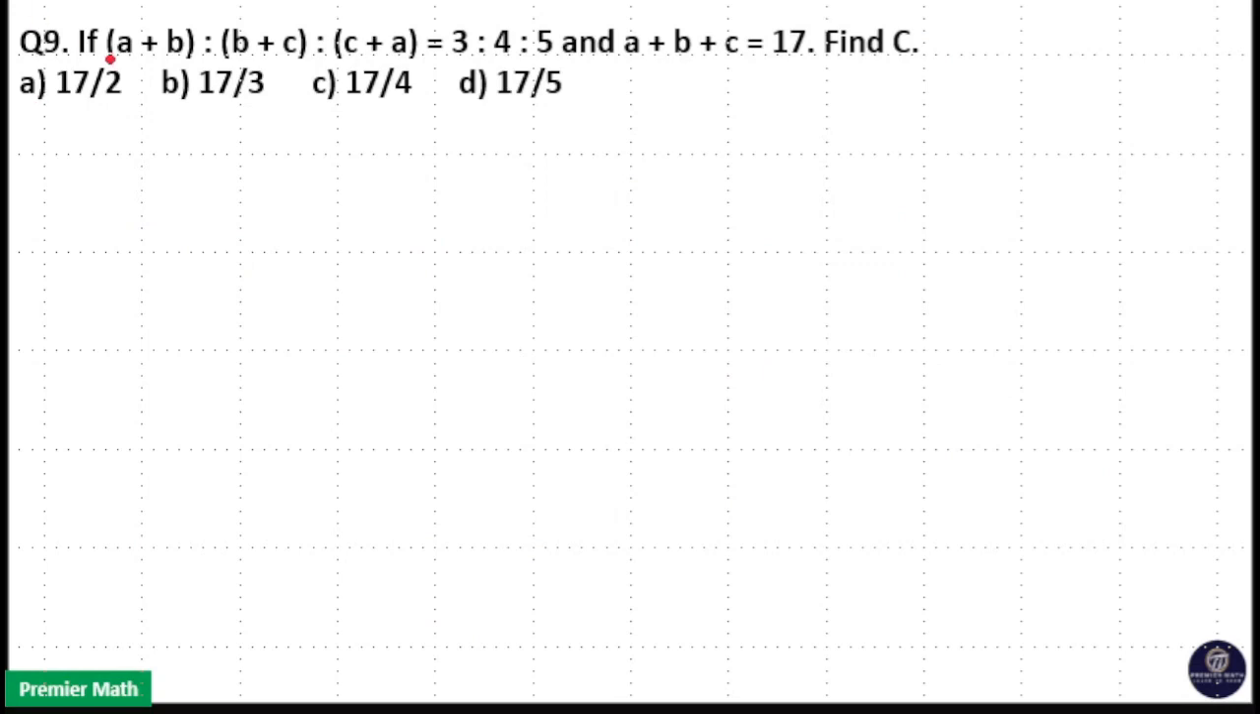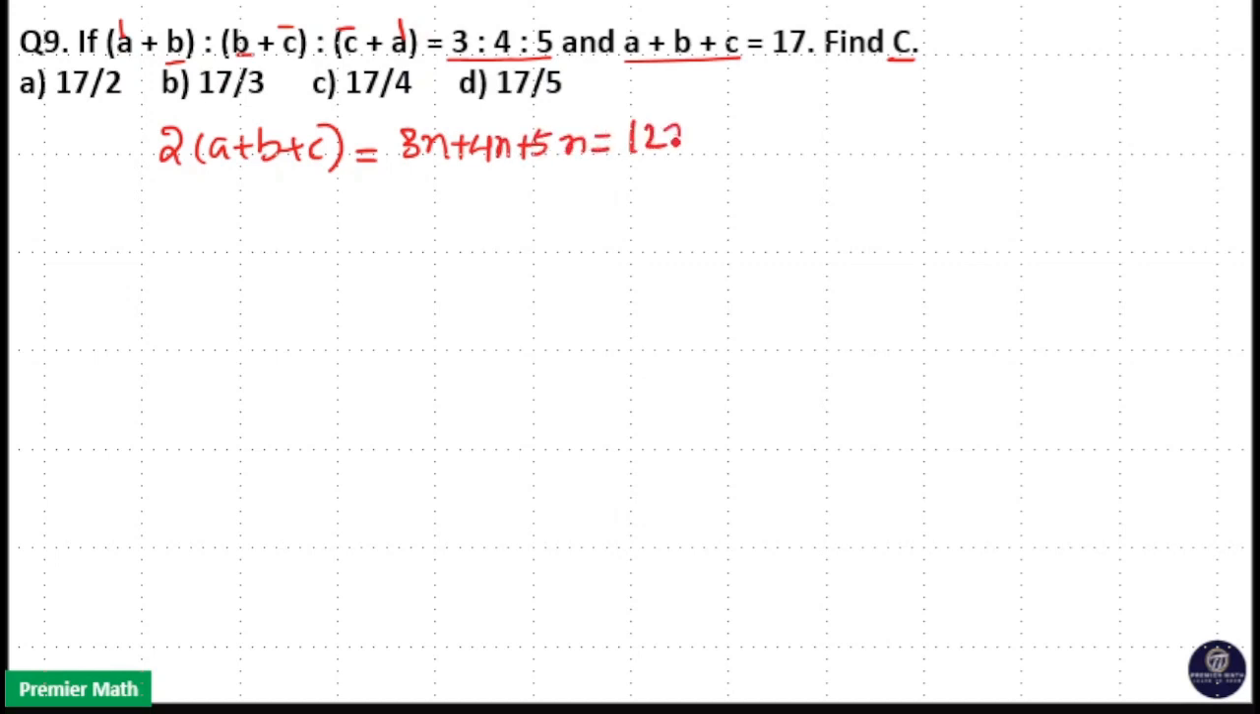Next is question number 9. If A plus B is to B plus C is to C plus A is 3:4:5 and A plus B plus C is 17, find C. Here if you check, you have 2A, 2B and 2C. That means 2 into A plus B plus C will be 3x plus 4x plus 5x, that is 12x. So what will be A plus B plus C? A plus B plus C will be 6x.